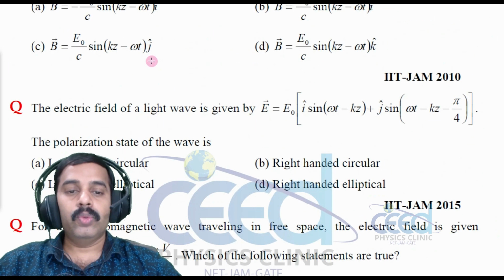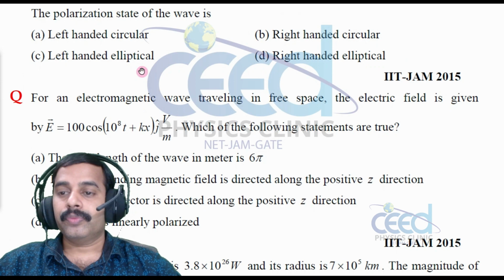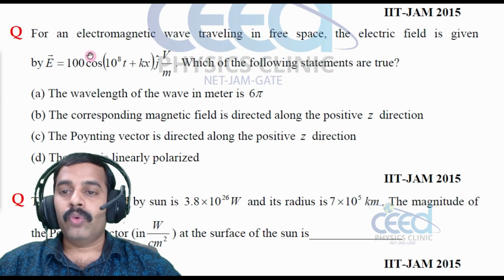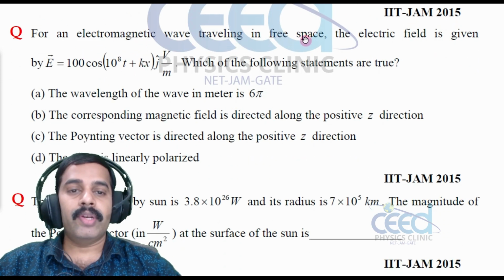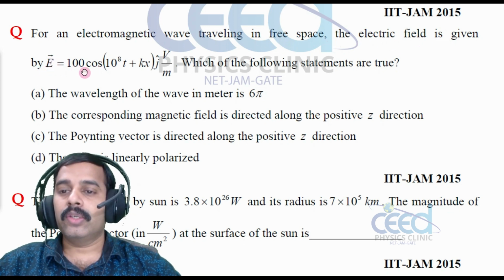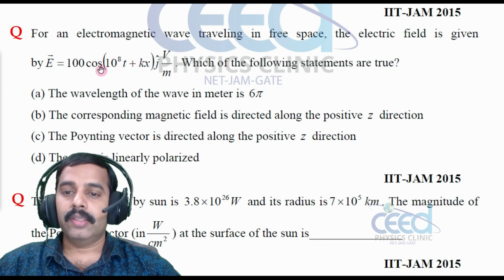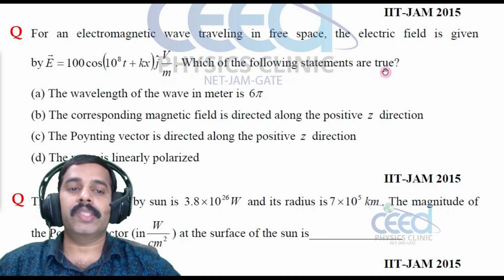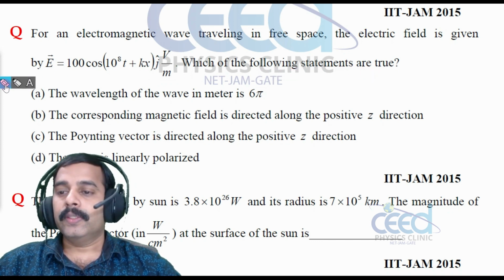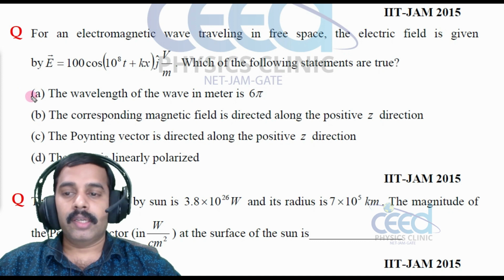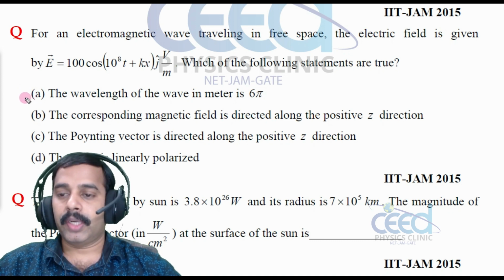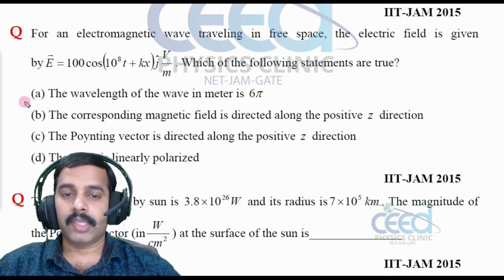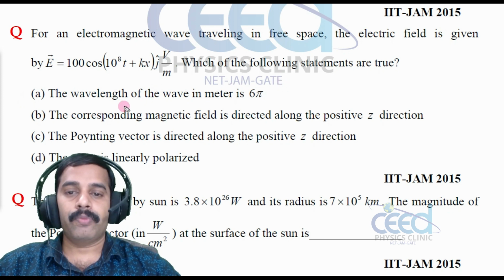Now let us come to another question. For an electromagnetic wave traveling in free space, the electric field is given by E is equal to 100 cos(10^8 t + kx) j cap volt per meter. Which of the following statements are true? We can check all the statements separately and then say which one is correct or which one is false.